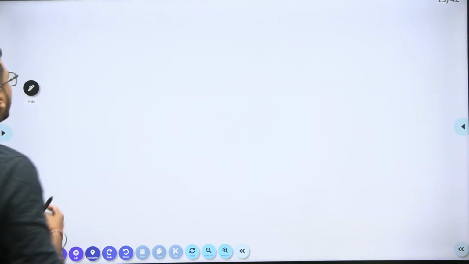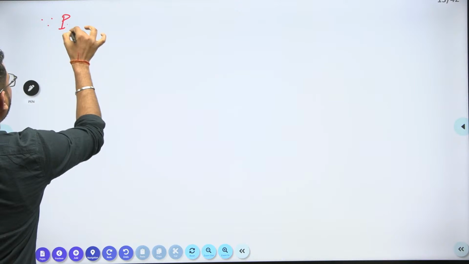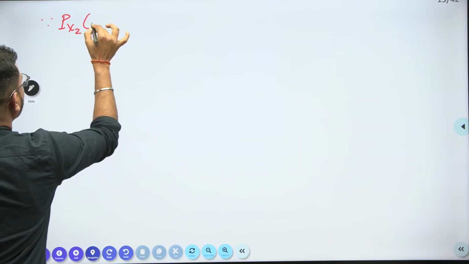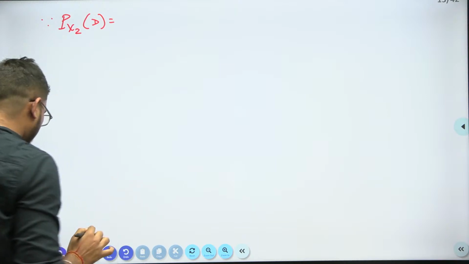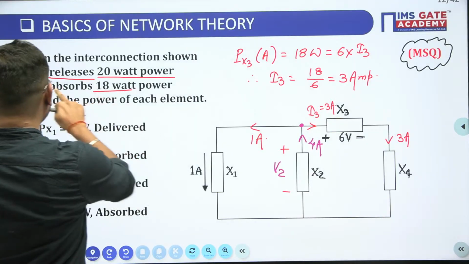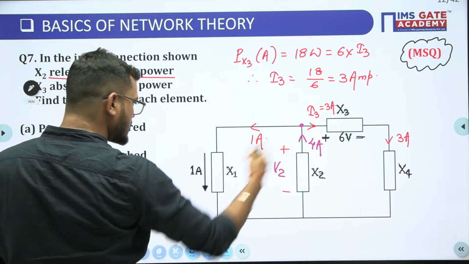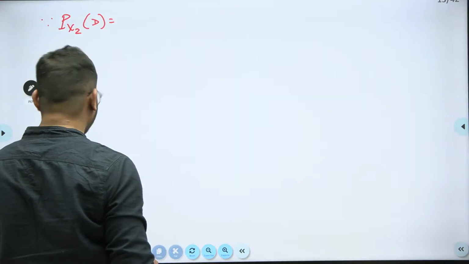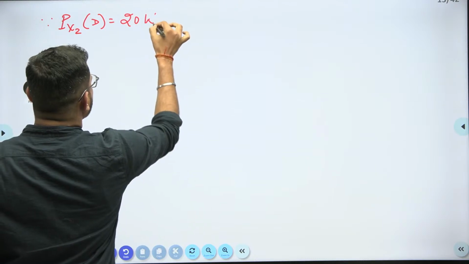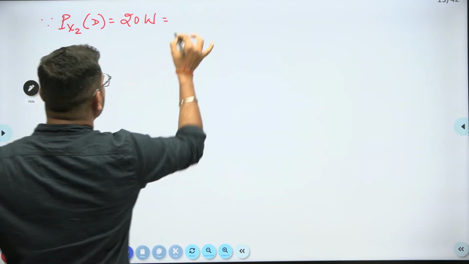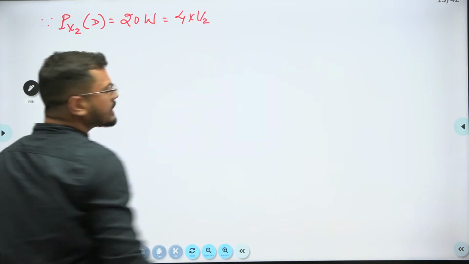Okay, so let us find the value of V2. So here, as we know, Px2, which is what, guys? Delivering power. So the value of this is what? P2 is releasing power of 20 watt. So this is 20 and this is 4. So we can write here, this is 20 watt and this must be equal to 4 times what, guys? V2. Is it correct, yes or no?